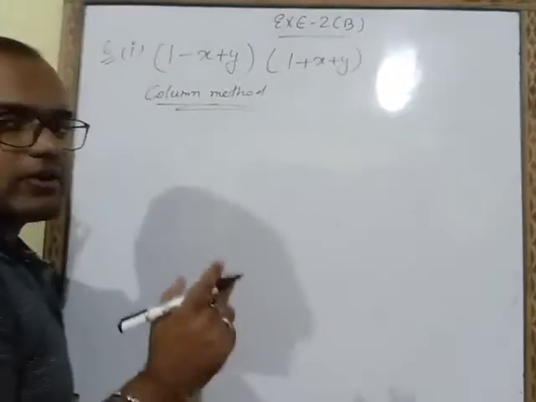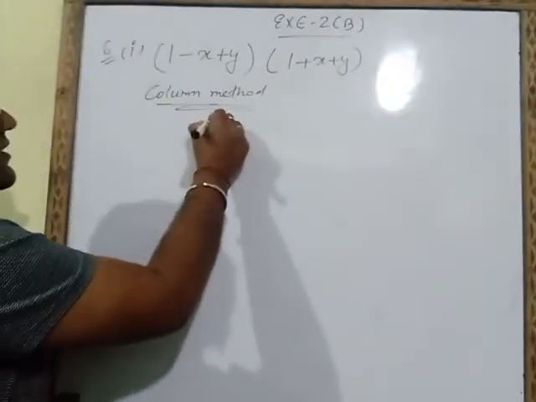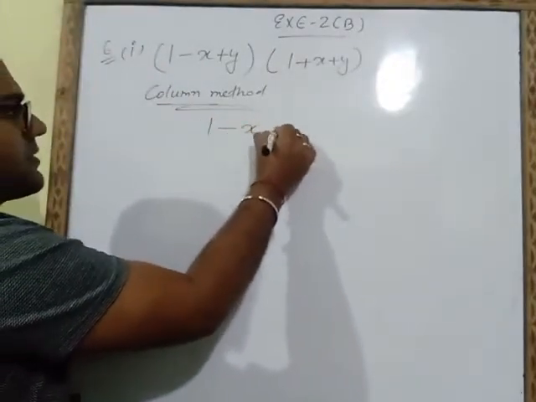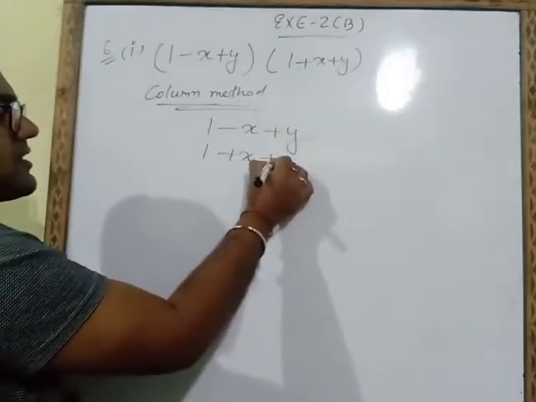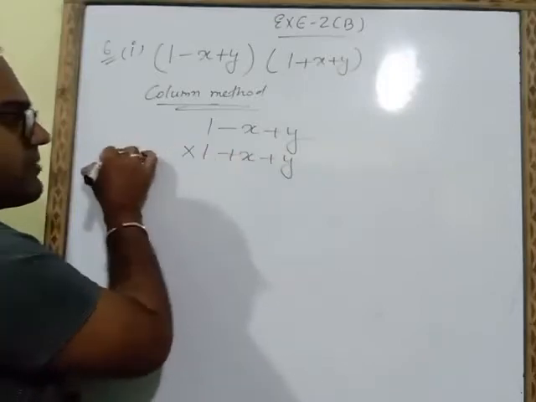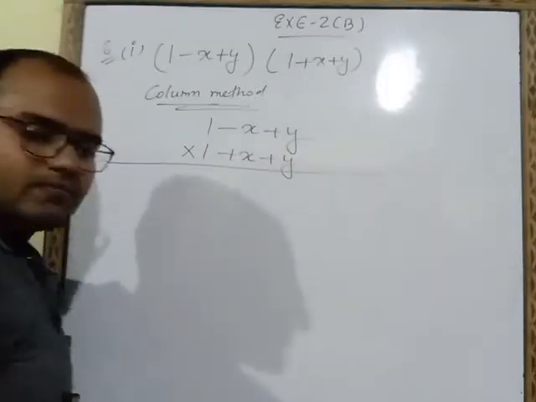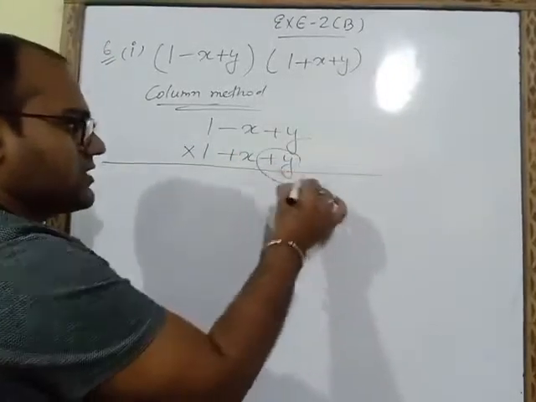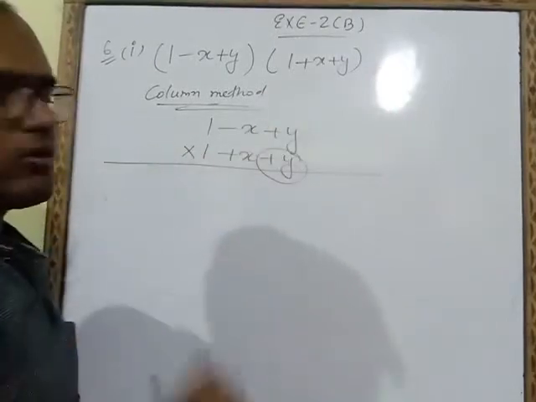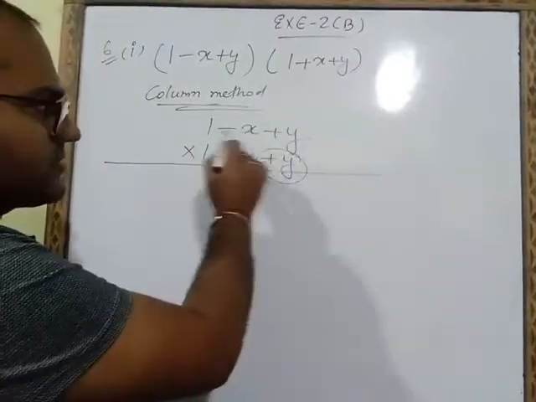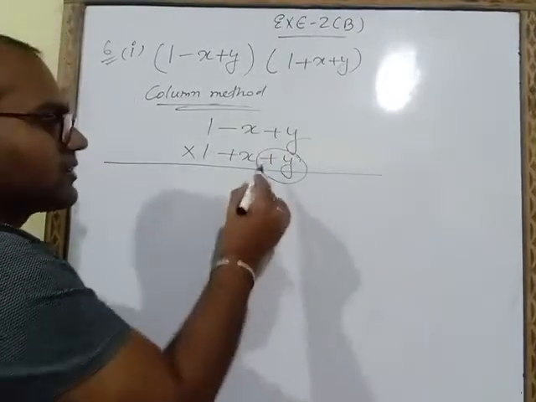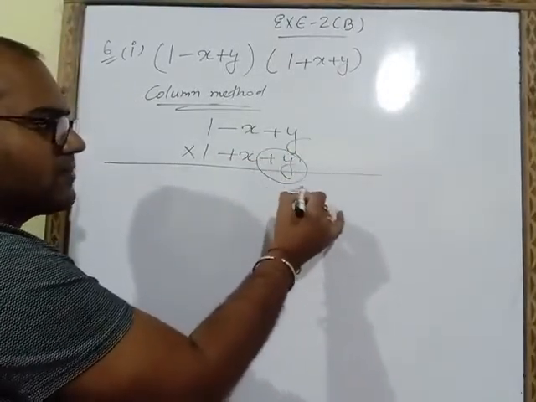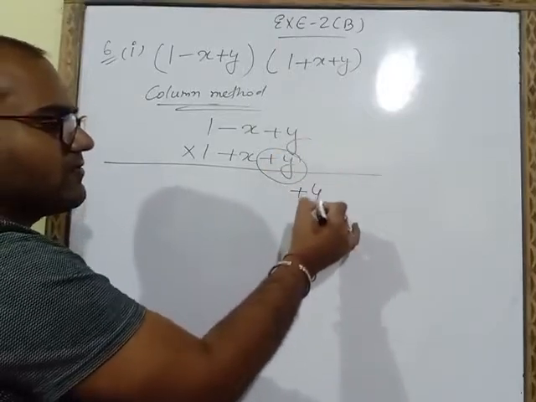So in the column method, what you have to do? First of all we will write this one, 1 minus x plus y. Now we will write this term, 1 plus x plus y. Here you have to put the multiply sign. Now first of all, this last term we have to multiply with all the terms given in the first algebraic expression. So plus multiply plus will be plus. Y multiply y will be y square.